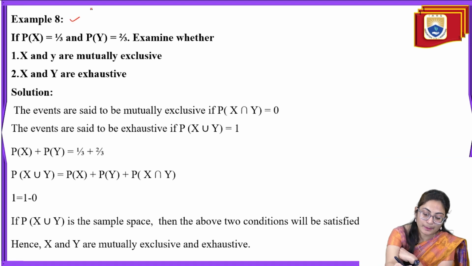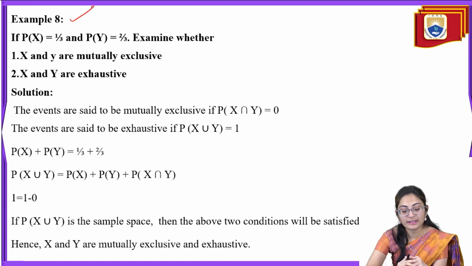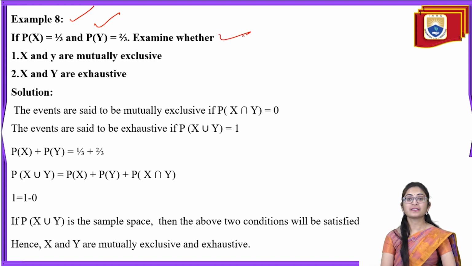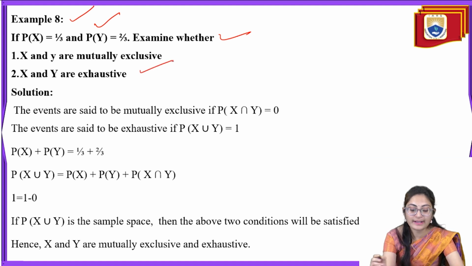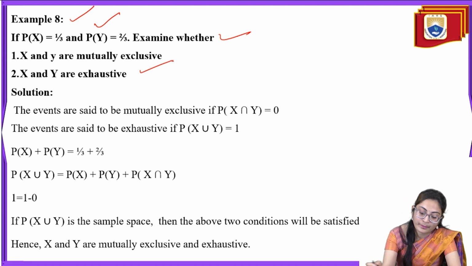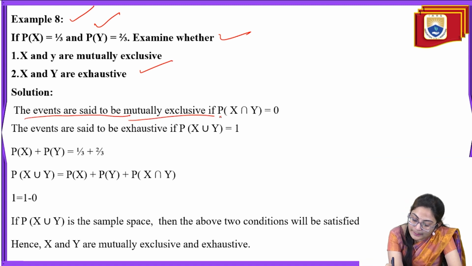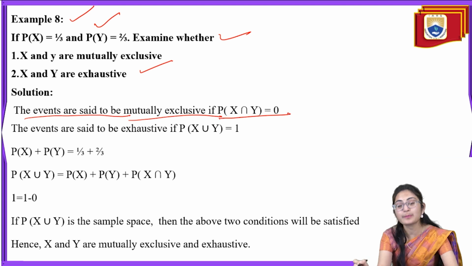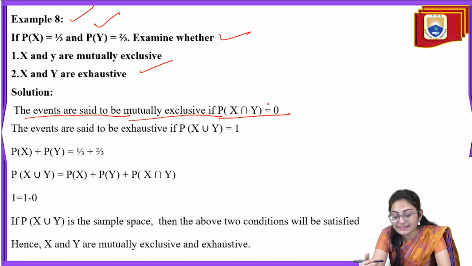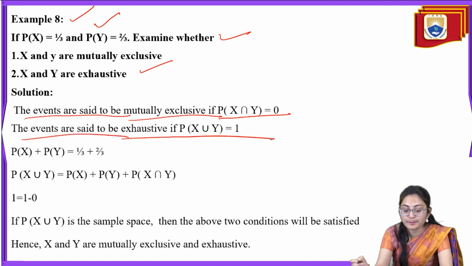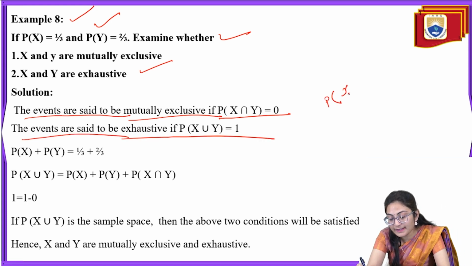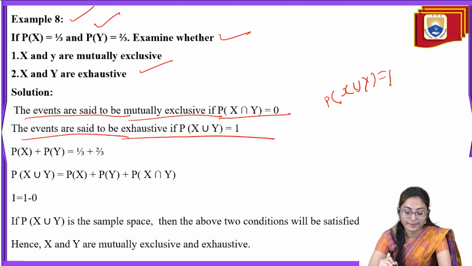Now example 8. If P of X is equal to 1 by 3 and P of Y is equal to 2 by 3, examine whether X and Y are mutually exclusive and exhaustive. This we have to prove. The events are said to be mutually exclusive if the probability of X intersection Y is equal to 0, and the events are said to be exhaustive if the probability of X union Y is equal to 1.